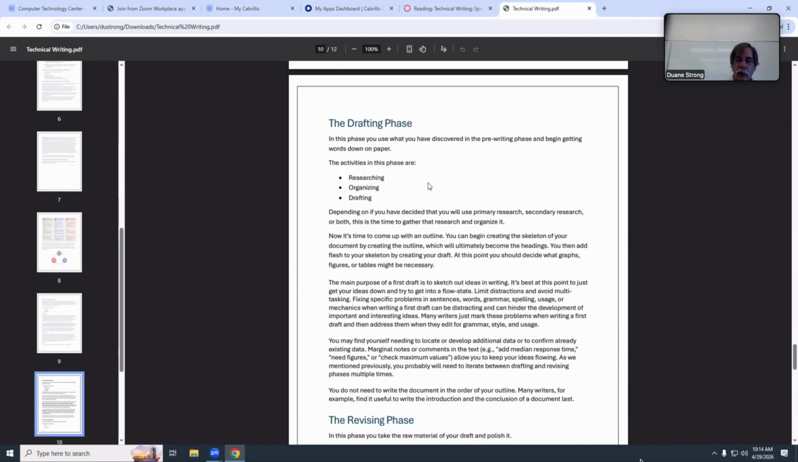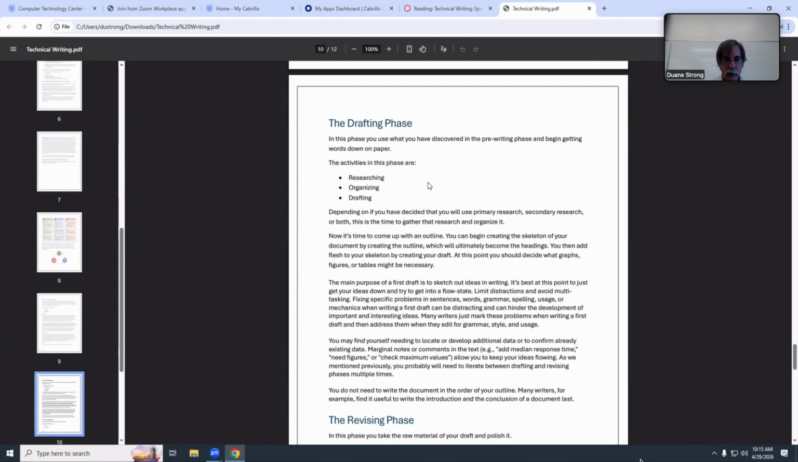Here's where you use all the stuff that you discovered in the pre-writing phase and you begin to get your words down on paper. The activities in this phase are researching, organizing, and drafting. Depending on what you decided in your pre-writing phase, whether you're going to use primary, secondary, or both kinds of research, this is where you gather all that research: all the papers you've identified, interviews with your subject matter experts, journal articles, any surveys.